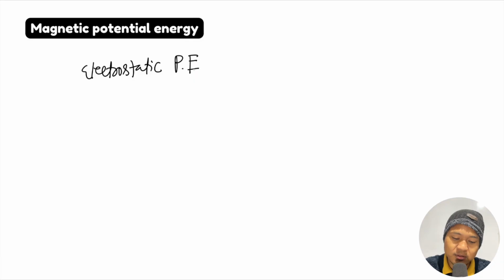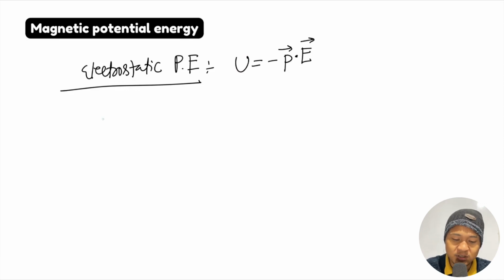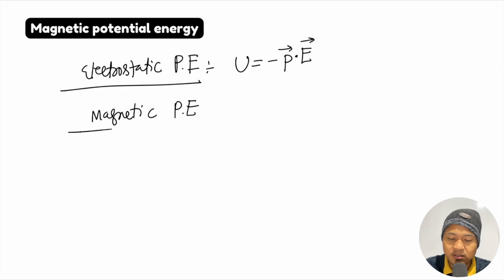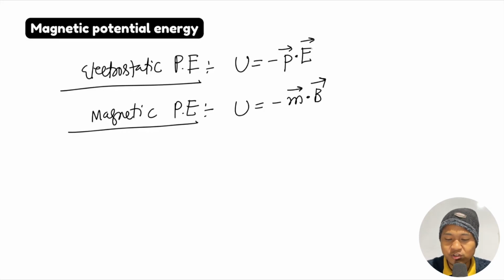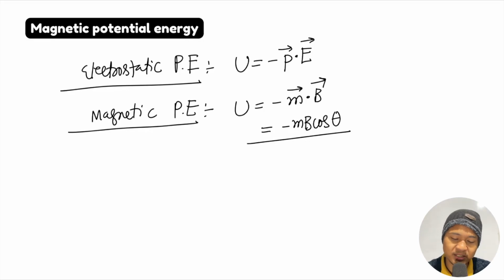Potential energy formula: U is equal to minus P dot E. For magnetism, the magnetic potential energy is minus M dot B. Torque is P cross E, and for magnetic it is M cross B. Energy is minus P dot E, minus M dot B, which is minus MB cos theta. This is the magnetic potential energy.